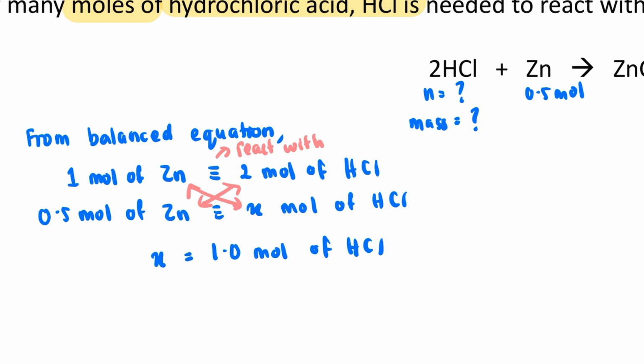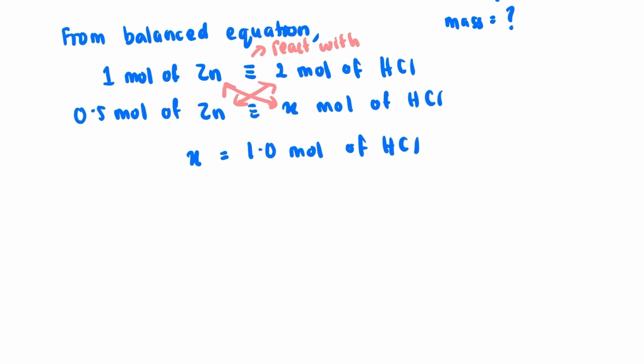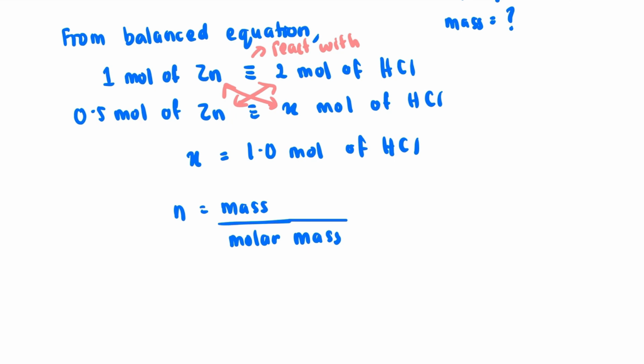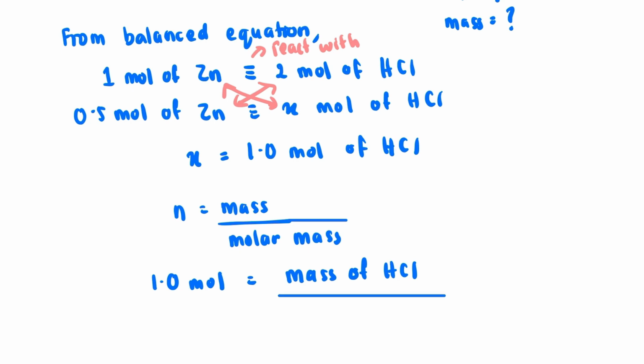So we already have the mole of HCl, so basically we have answered the first question, the number of moles of HCl needed to react with zinc. The next thing we need to find is mass. We have the mole, and we want to find the mass. You should be able to remember there is another formula that relates mole and mass: number of mole equals mass over molar mass. I will just plug in the values here. Mole is 1 mole of HCl, and the mass of HCl is what we want to find. For the molar mass of HCl, hydrogen 1 plus 35.5 gives 36.5 gram per mole.